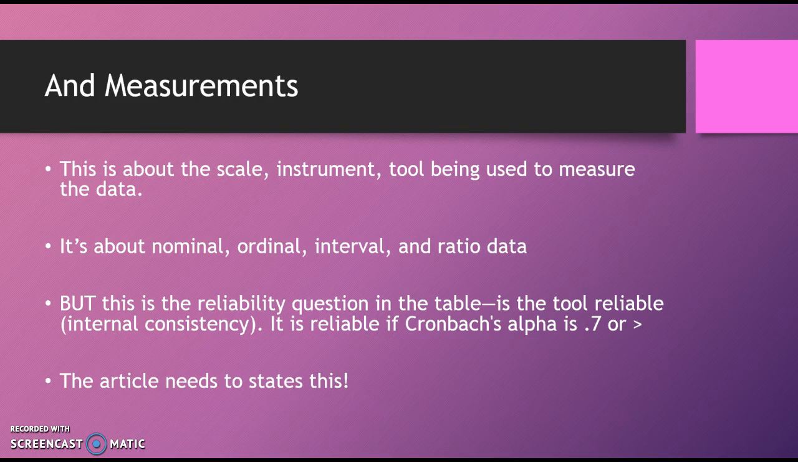the tool is reliable. But it's very rare that you will see a quantitative study when they discuss the scale, the measurement, the instrument, whatever, and they don't mention Cronbach's alpha. So that's something to really keep a lookout for, and that's something you'll need to put in the evaluation table as well. If the article doesn't state it, you need to state that in your evaluation table.